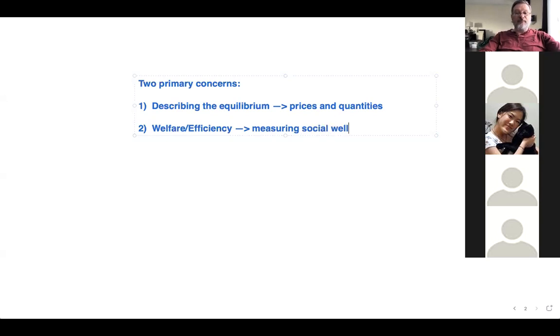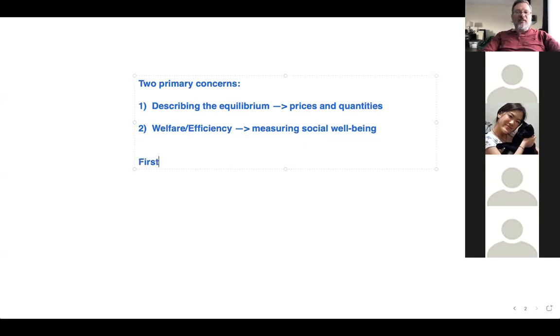Okay, so we're interested in measuring social well-being, and it's important to understand that you have to suspend your personal perspective of knowing that you're a consumer and, gosh, prices went up or went down, is that a bad thing or a good thing, and instead look at society as a whole. That makes sense? Yeah, that makes sense. Okay, so these are the two things that we want to do, and they're connected.